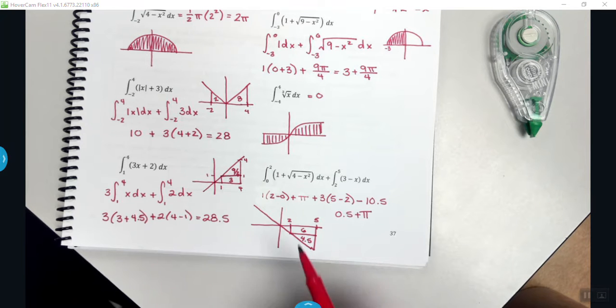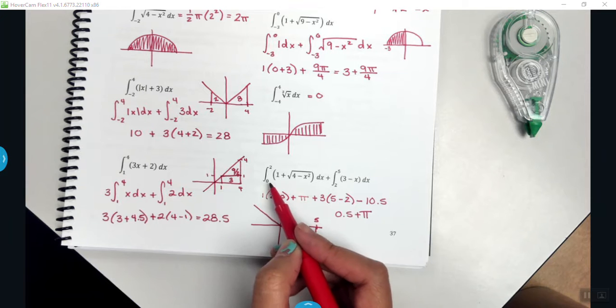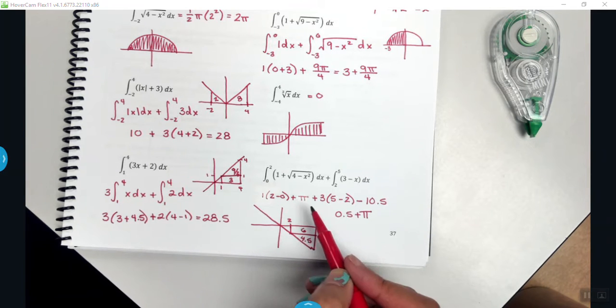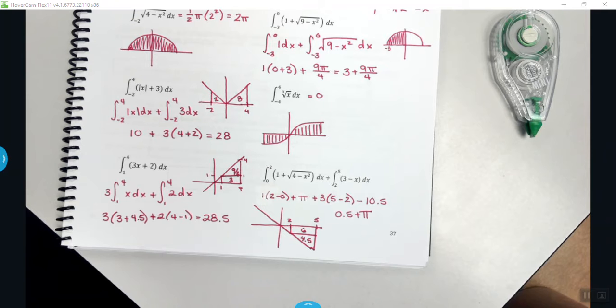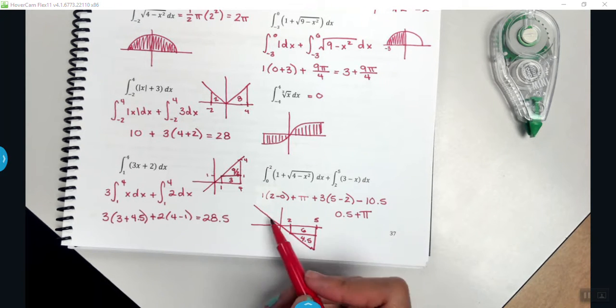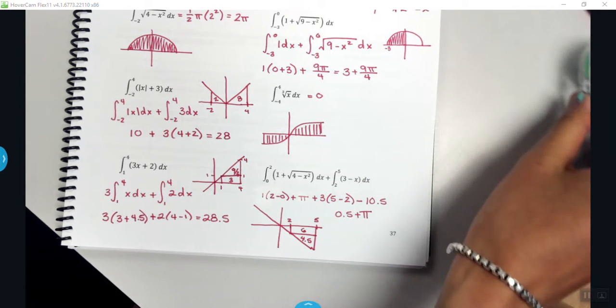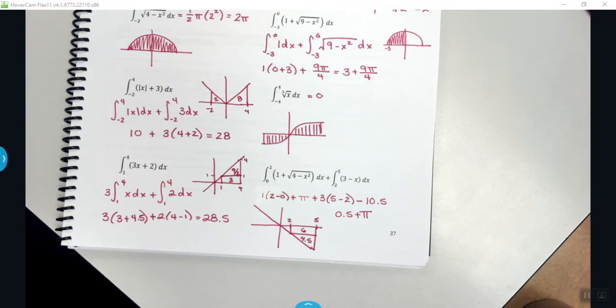This one, it's 1 times 2 minus 0. The area of this, you're only going from 0 to 2, so it's not 2 pi, it's just pi. And then I split the integral with a 3. And then I graphed negative x and found the area from 2 to 5 of negative x. That's kind of annoying to do, right? But if you're given a graph with just shapes, you have to do it that way. There's no other choice.